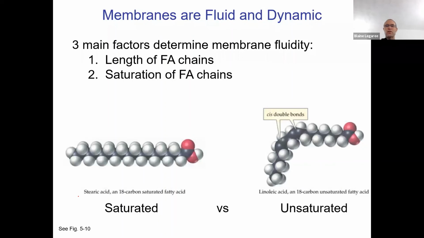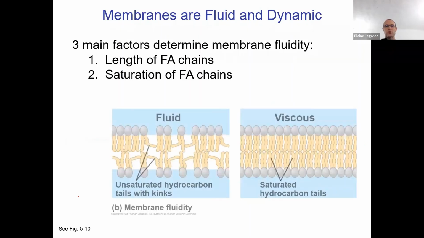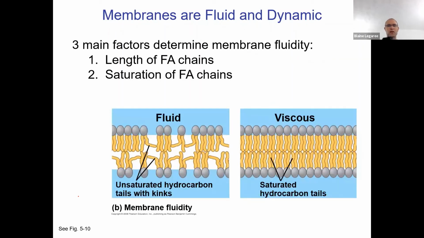Another thing that's important is the saturation of the fatty acid chains. We talked a little bit about this already. Saturated means all full of hydrogens. Unsaturated means they have double bonds. Take a look, here's another picture showing the unsaturated on the left, and those double bonds add these bends or kinks. If they're bent and kinked, they're not packing very well. In fact, they're sliding around a bit more and so are more liquidy or more fluid.